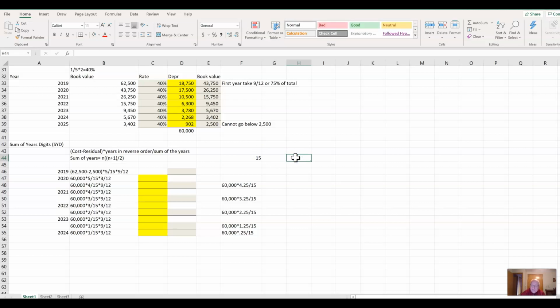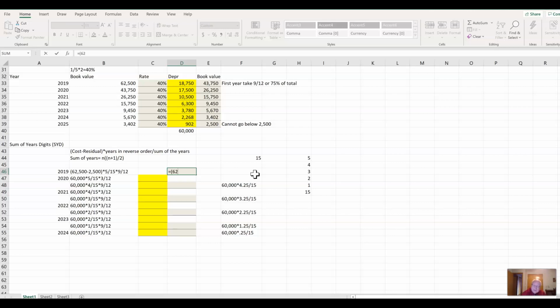Or the other way you can do that for the sum of the years, you have a 5, 4, 3, 2, 1. And if you add them up, because that's the sum of the years, that gives you 15. This is just a shortcut. 5's not too bad, but think if you had 20. Okay, it makes it more of a nightmare. Okay, so our formula here is cost, which was 62,500, minus residual, which is 2,500, times 5, because it's years in reverse order, divided by 15, which is the sum of the years, times our partial year. So that gives us 15,000.